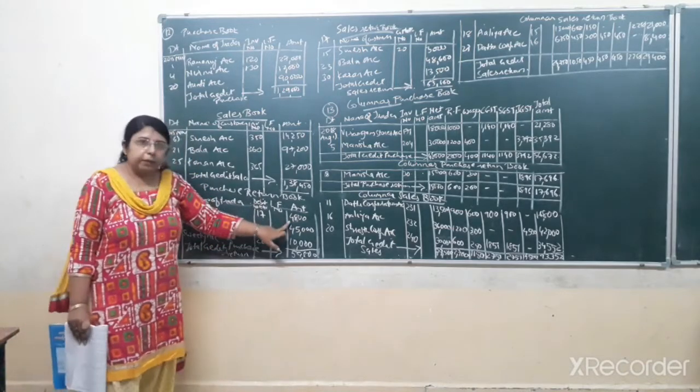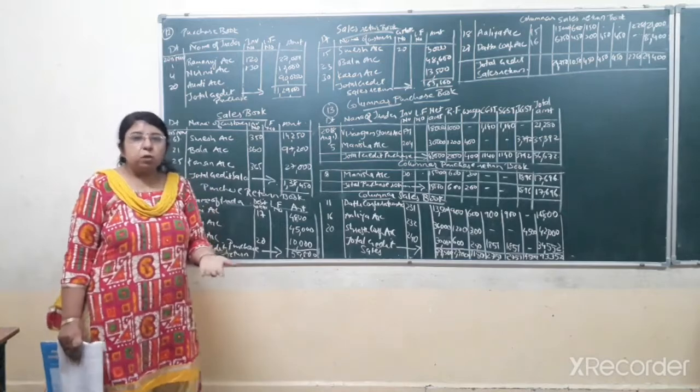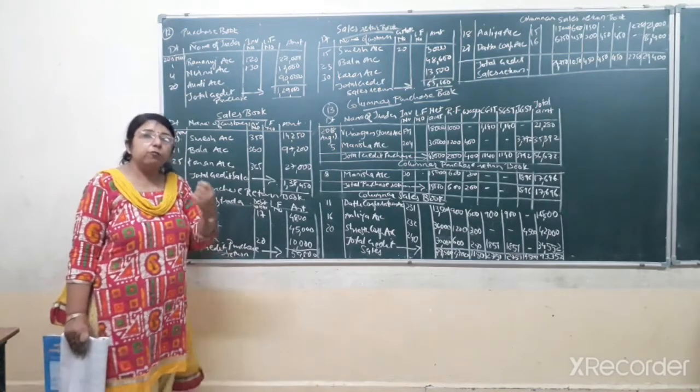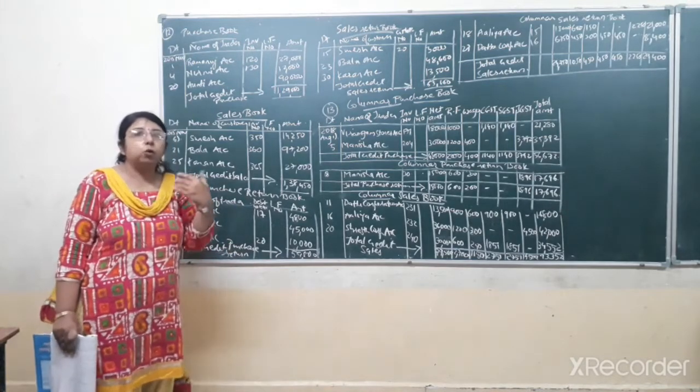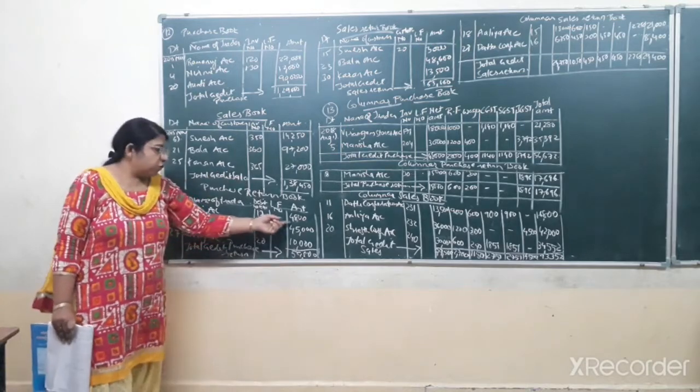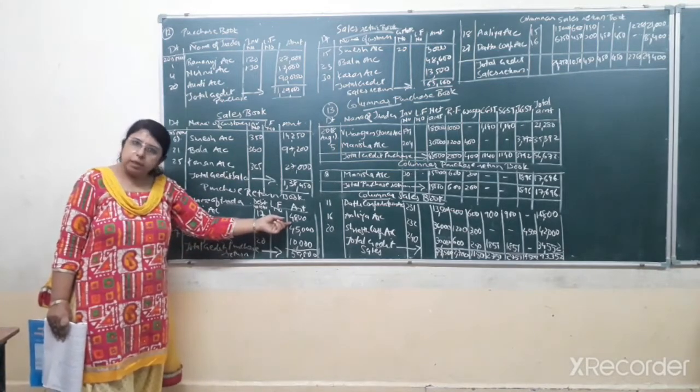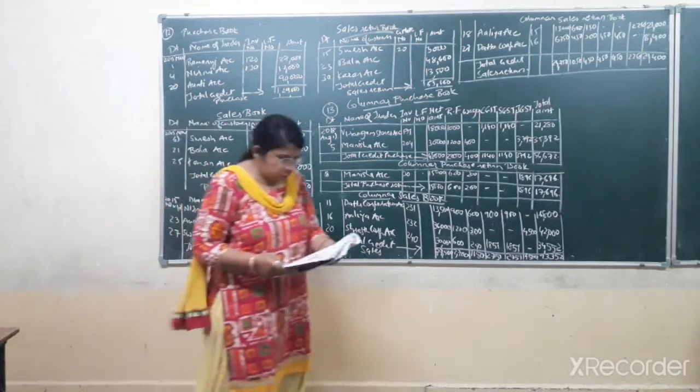So 4,800. Previously we had purchased the goods from Nirmi. Now we are returning 40% of that goods back to Nirmi. So 40% of 12,000 would come to 4,800. Okay. Completion of 17th date.